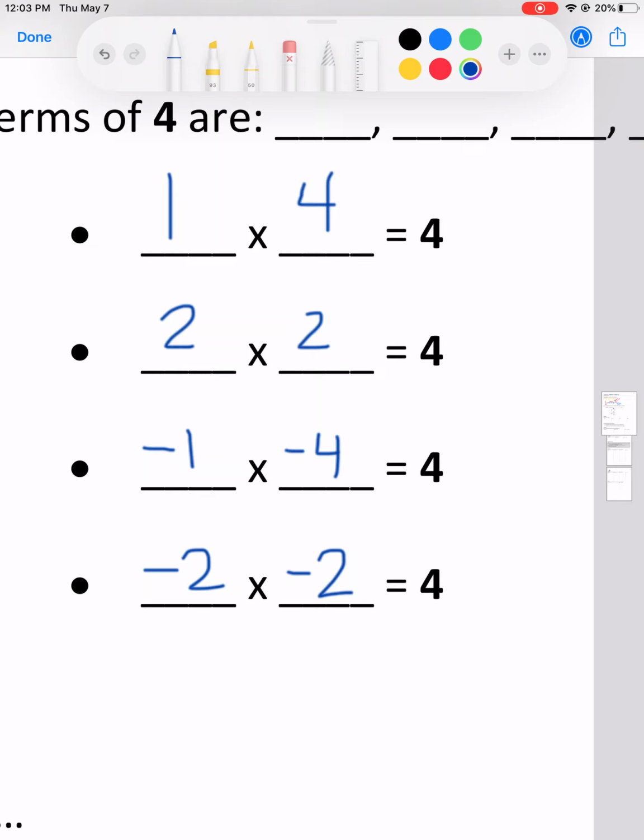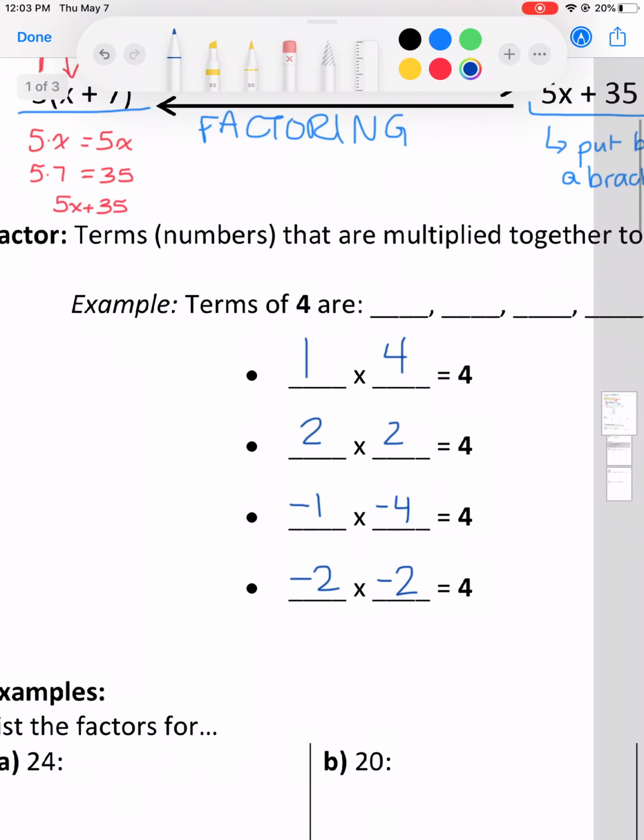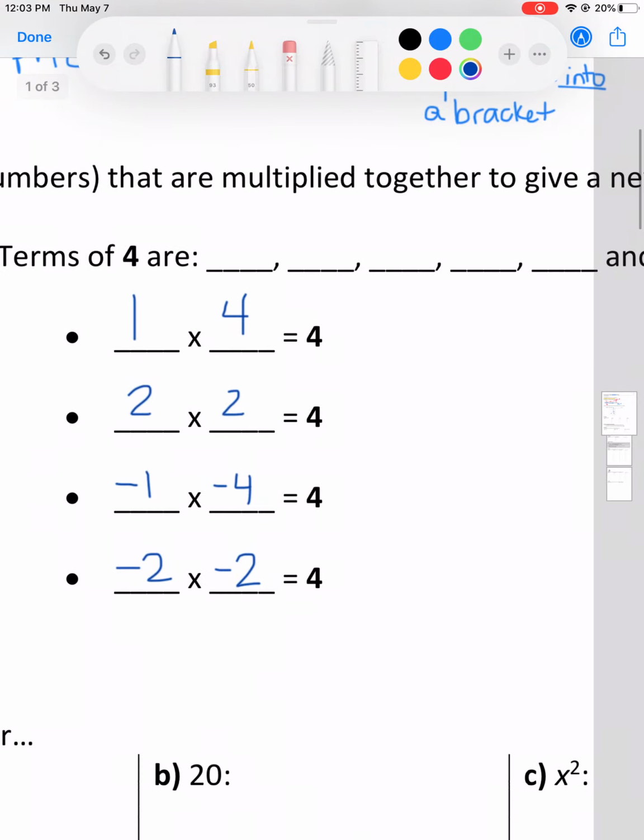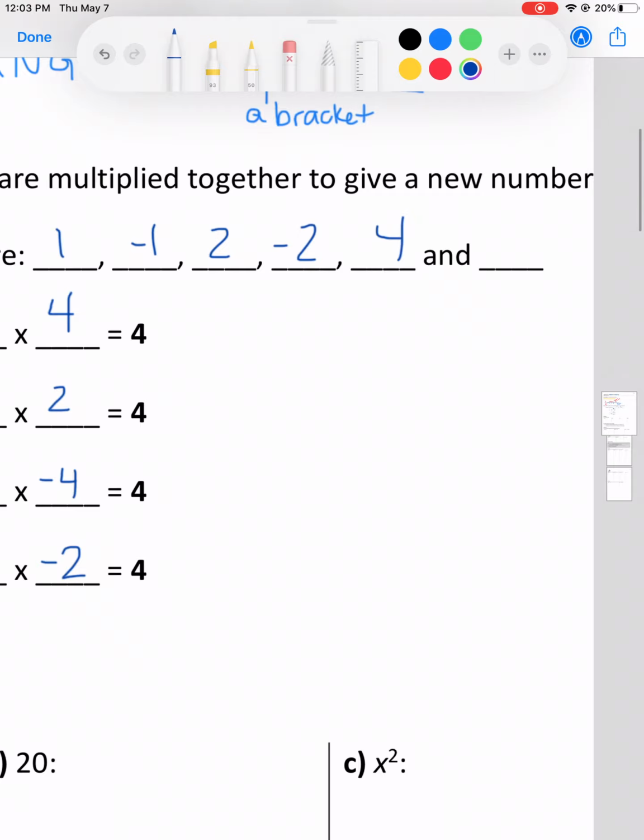Other points, you don't really need it. Okay, and I know that sounds frustrating, but bear with me. So the factors of 4 are 1, -1, 2, -2, 4, and -4. Okay?